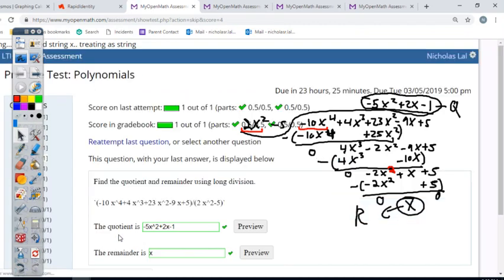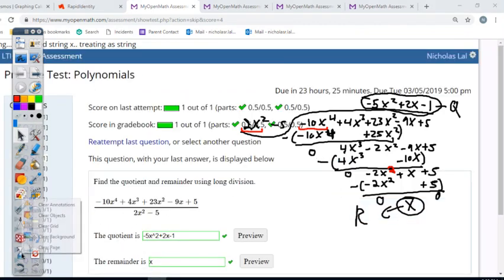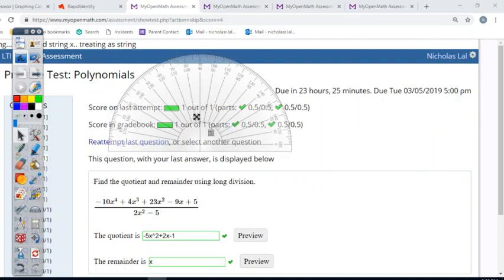Let's hit submit. One out of one, all of that was correct. So that's a successful example of polynomial long division. Always pause if you need me to slow down.